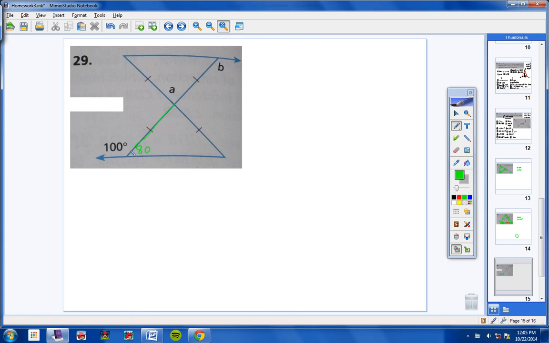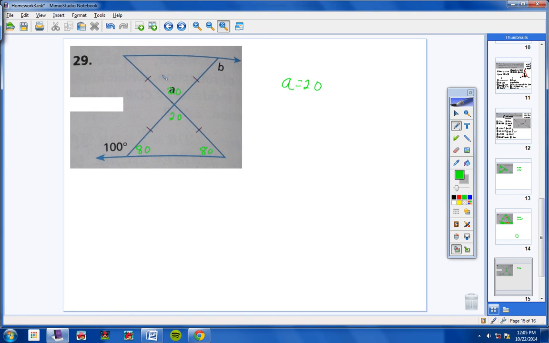Now, notice in this triangle here that this side here is congruent to this side here, so their opposite angles are congruent. So if this is 80, this angle here has to be 80. Now, if that's true, 80 plus 80 is 160. This angle has to be 20. And if that's true, vertical angles are congruent, so A has to be 20.